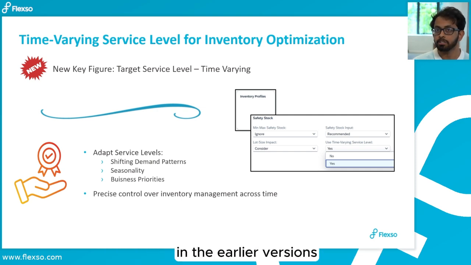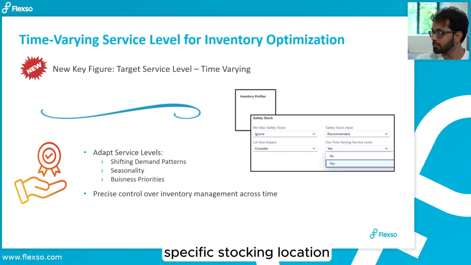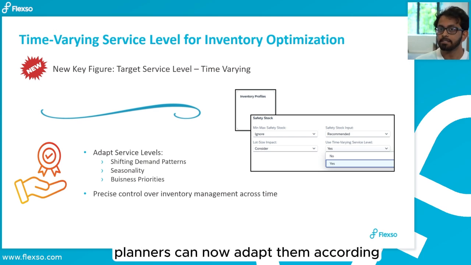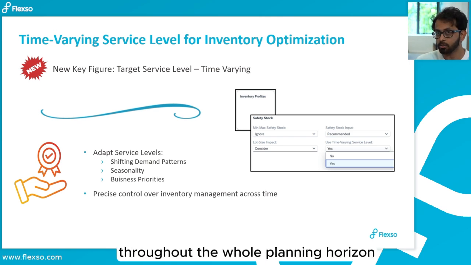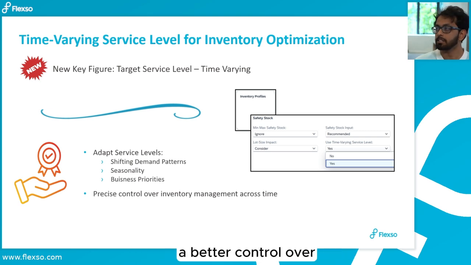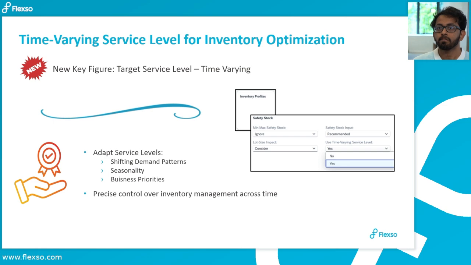In the earlier versions, we had static service levels which we could use only for a specific stocking location. But now, since we have a time-varying one, planners can adapt them throughout the whole planning horizon. So this basically gives the planners better control over their inventory management across the whole planning horizon.